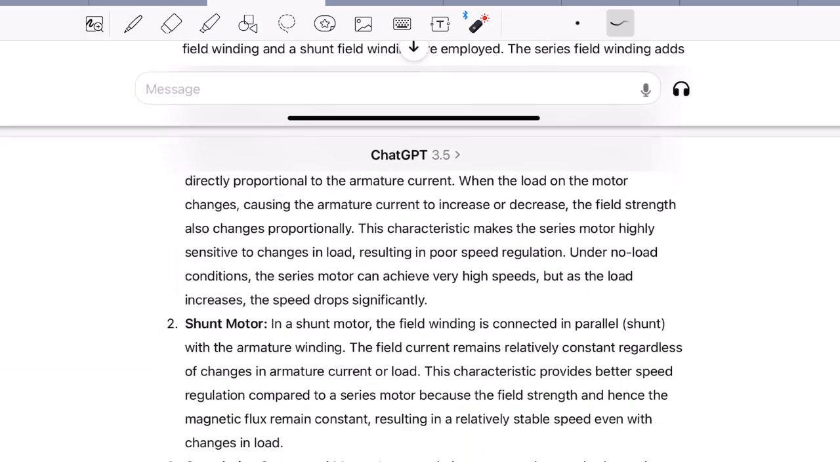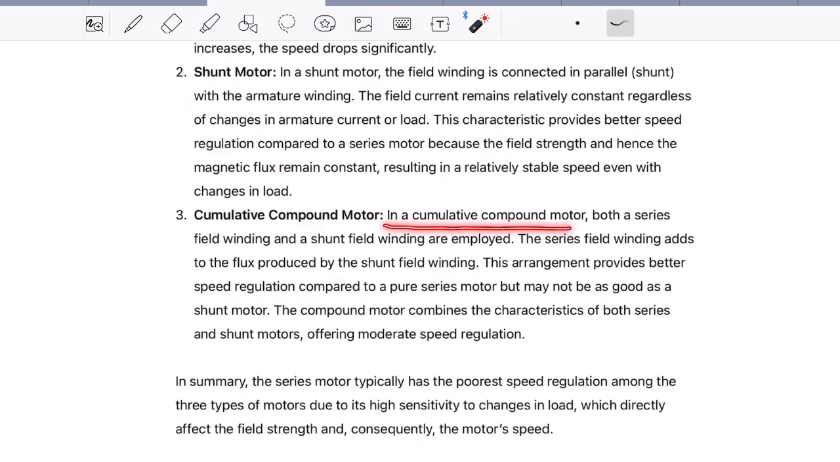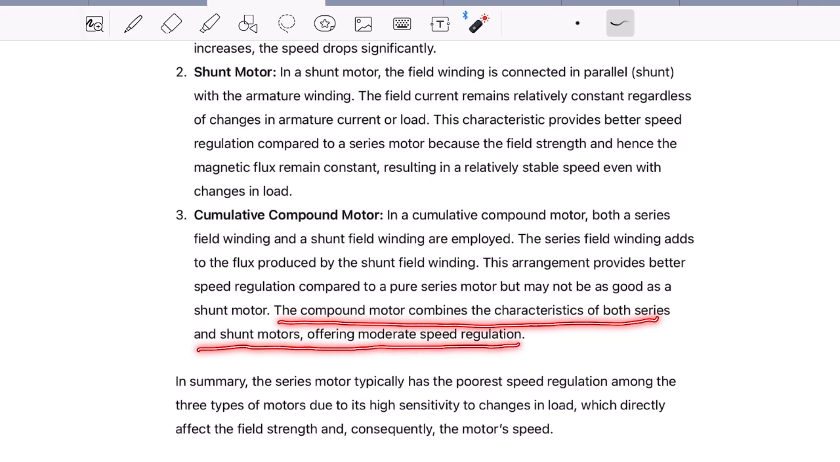Now, what about the cumulative compound motor? In a cumulative compound motor, both series field and shunt field windings are employed. The series field winding adds to the flux produced by the shunt field winding. This arrangement provides better speed regulation compared to the pure series motor but may not be as good as the shunt motor. The compound motor combines the characteristics of both series and shunt motors, offering moderate speed regulation.